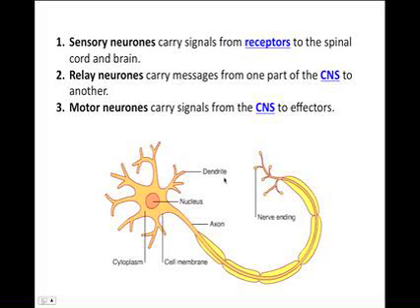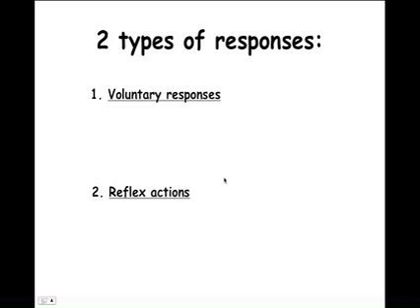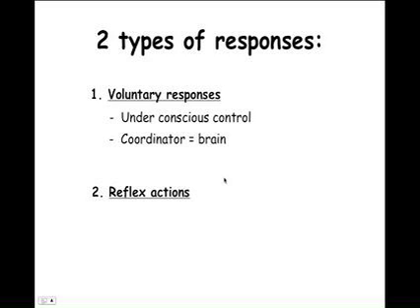Now, I'm going to show you a quick thing. We have two main types of responses. We have either what we call voluntary responses or reflex actions. Voluntary responses happen under conscious control, so we know that they're happening. And the coordinator, or the thing that controls these, is our brain. For example, an insect crawling on our skin, we can look at it, we can have the option whether to flick it off, for example.